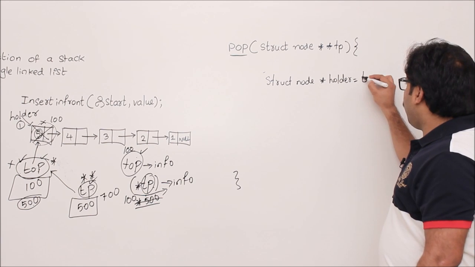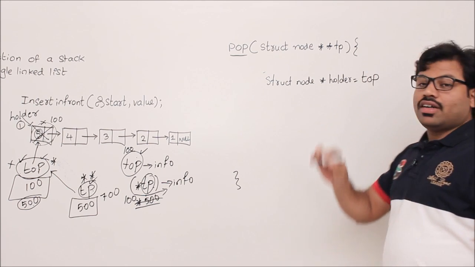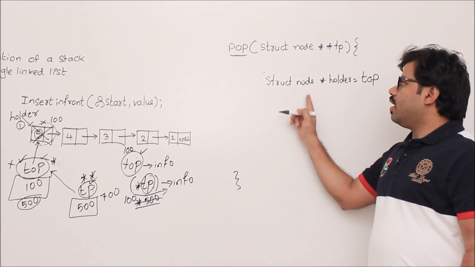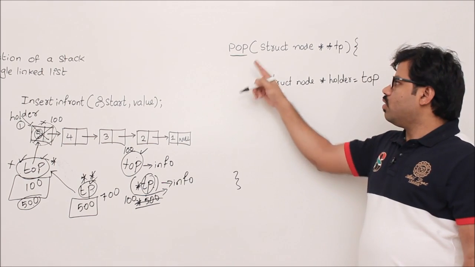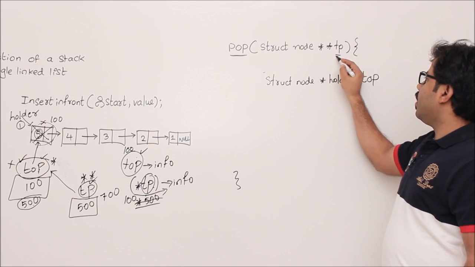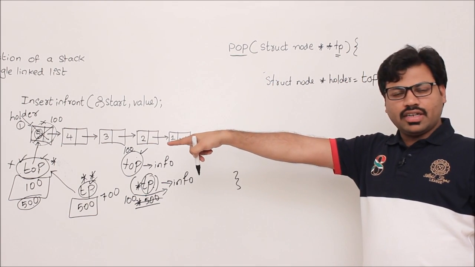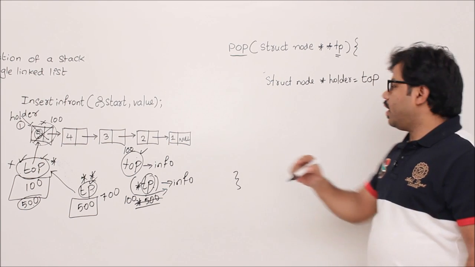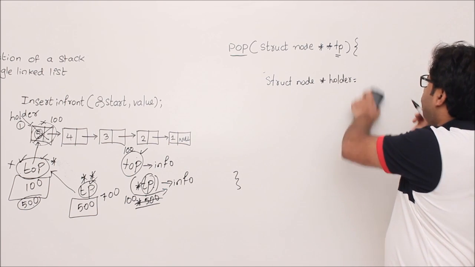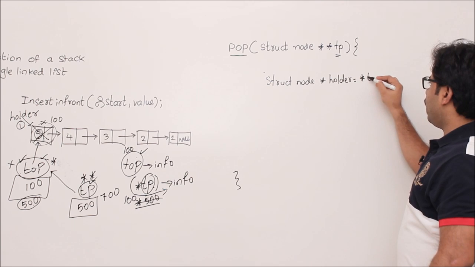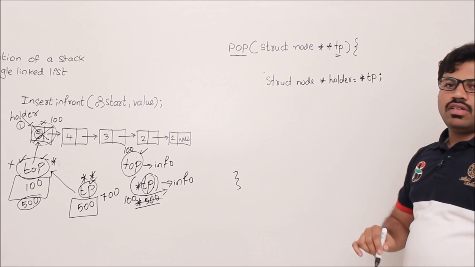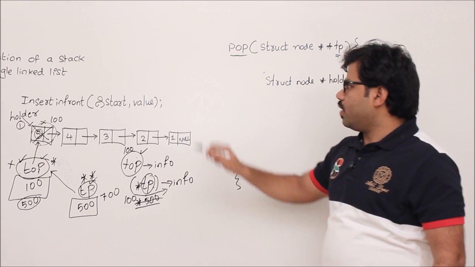So we have to write top, but top is not visible in this pop method, right? In the pop method we have only TP, but TP is a pointer to what? Let's say that top. Then in the place of top we can write *TP. So how to call this pop method, I will tell you.